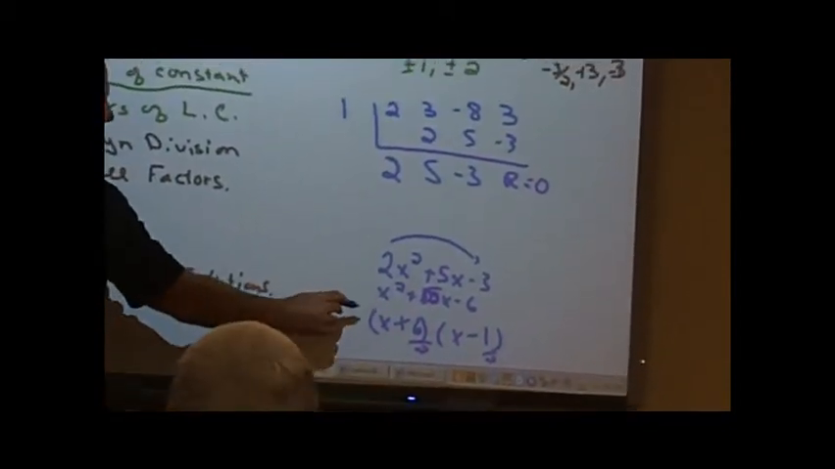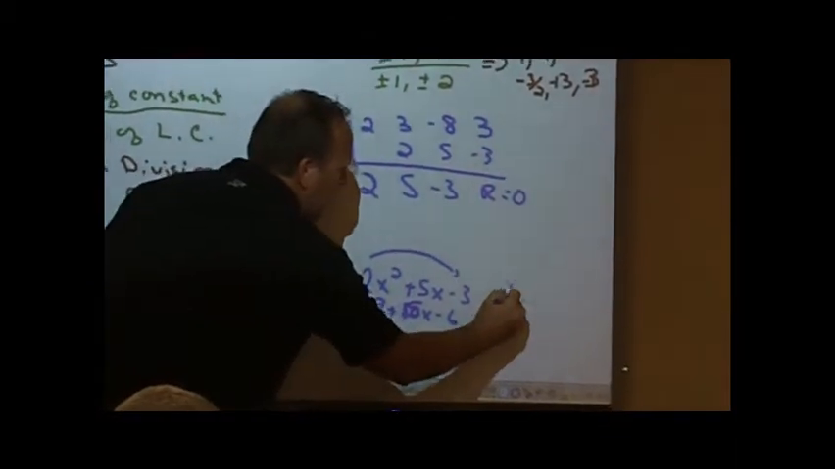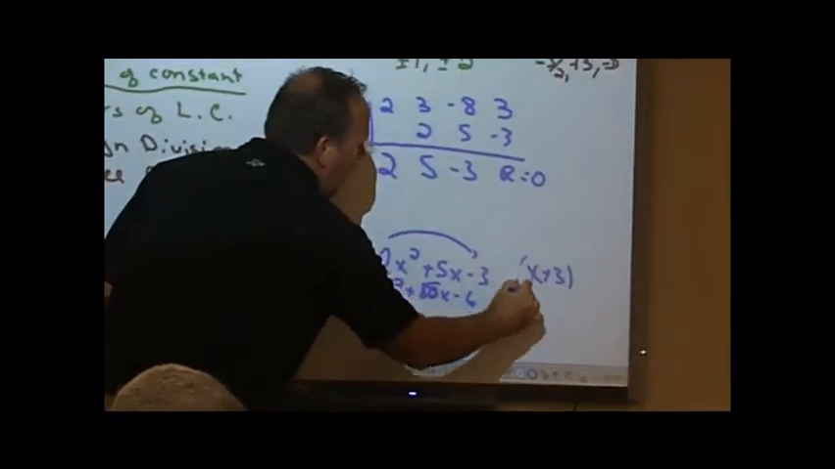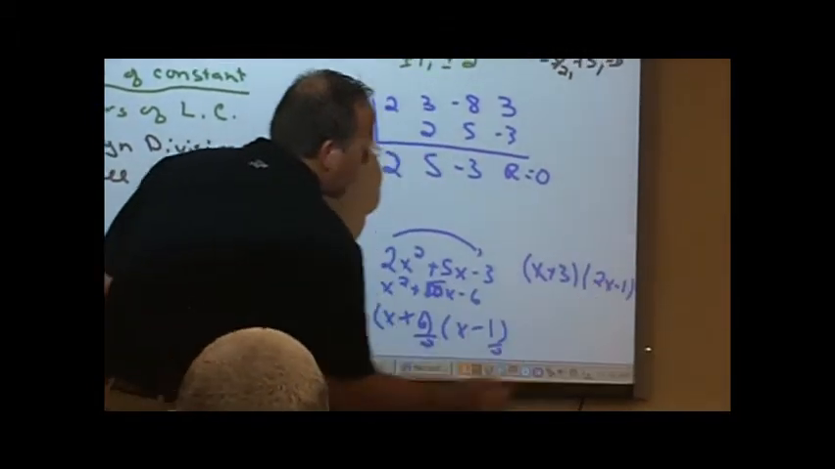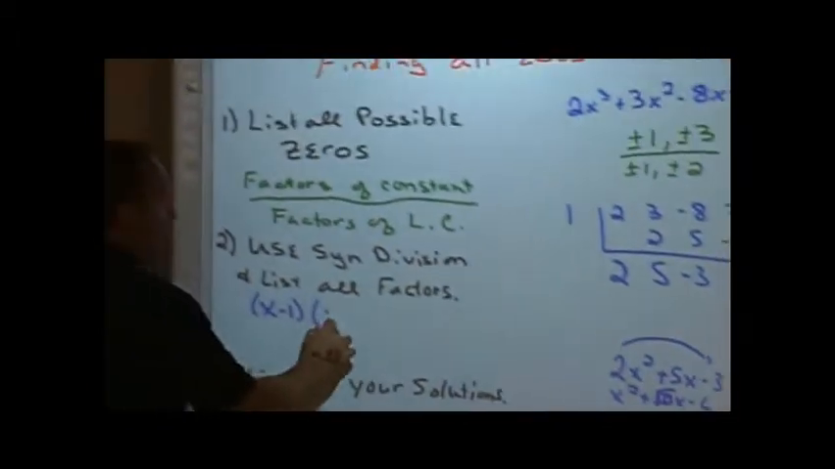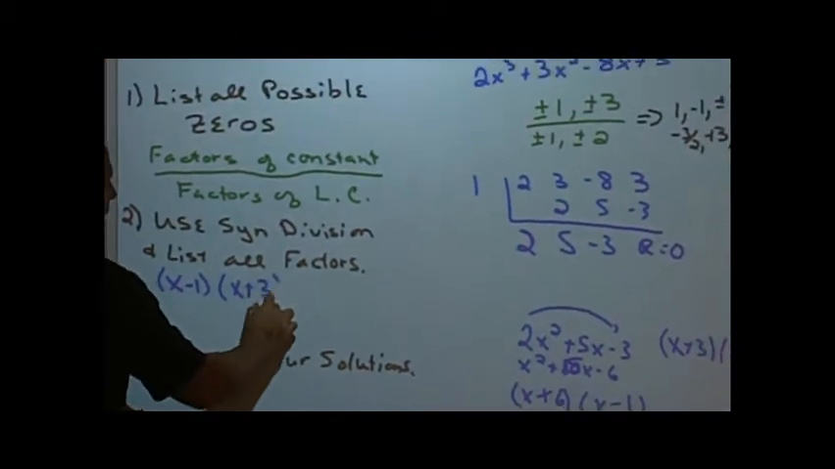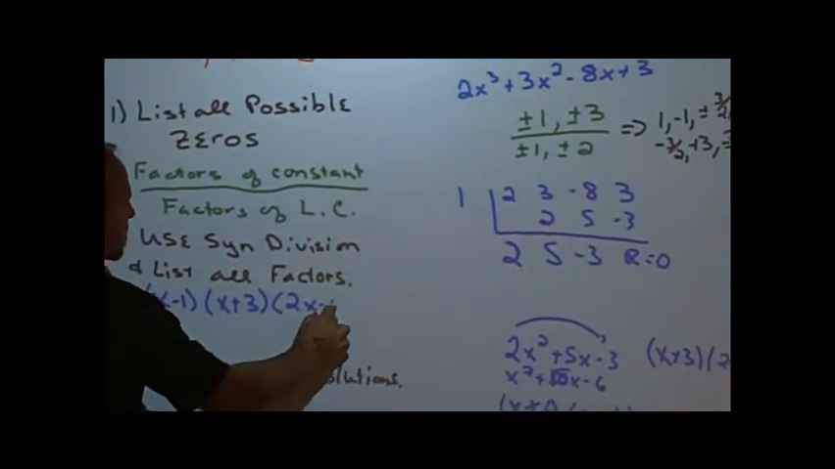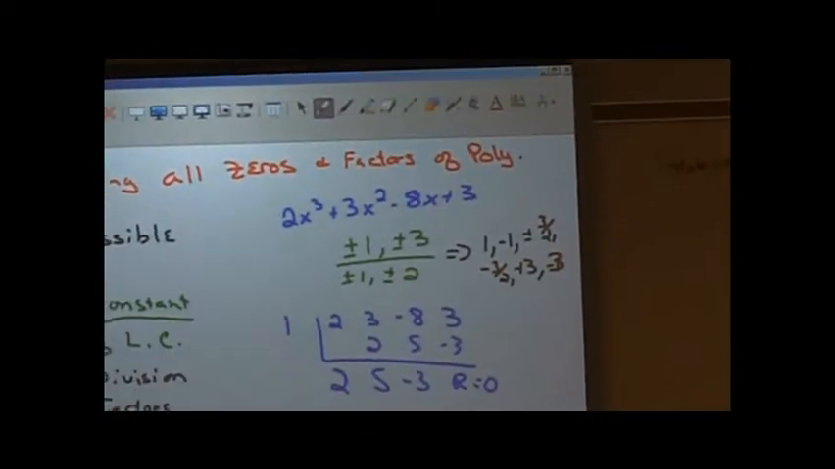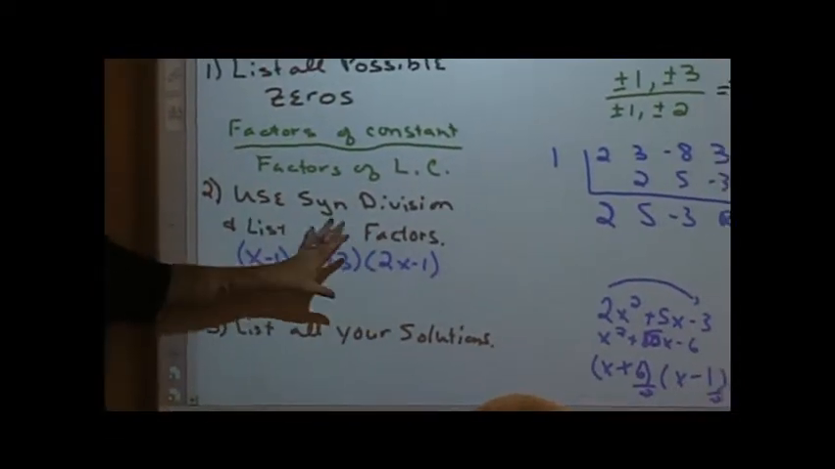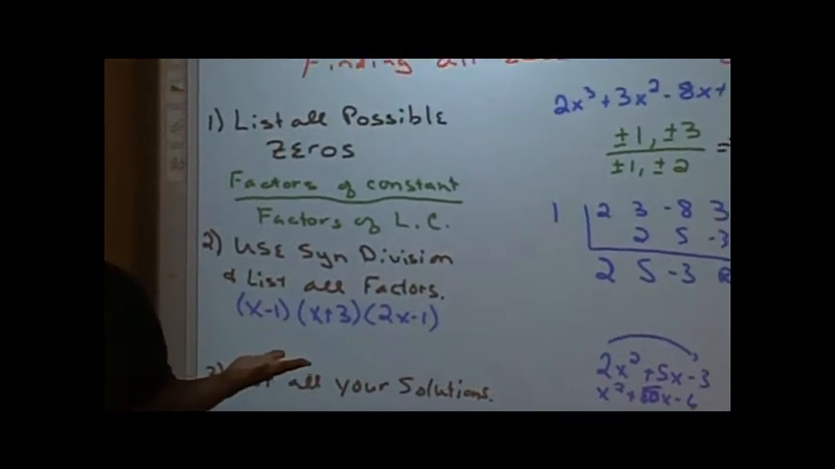So now that tells me I got x plus 3 and 2x minus 1. So for my factors, I have x plus 3 and 2x minus 1. But if I multiply them all together, what am I going to get back? I'd be getting the polynomial. I've broken that polynomial down into its smallest form. I can't break it down anymore.